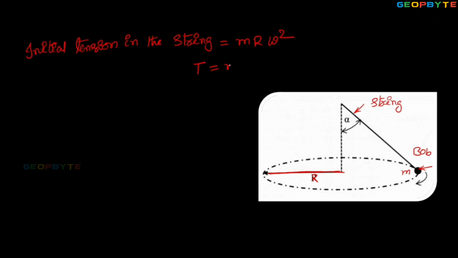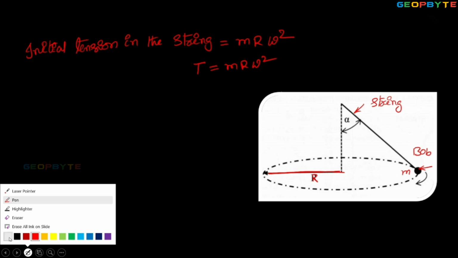Then the initial tension in the string is equal to m r omega square, where m is the mass of the bob, r is the radius of rotation, omega is the angular speed. Let that initial string tension be T, equal to m r omega square.